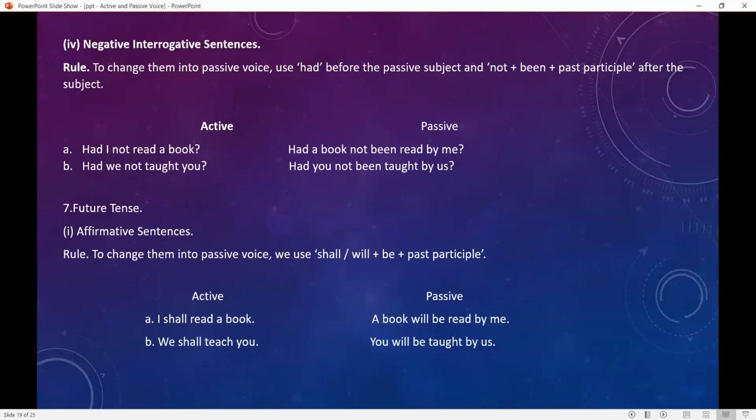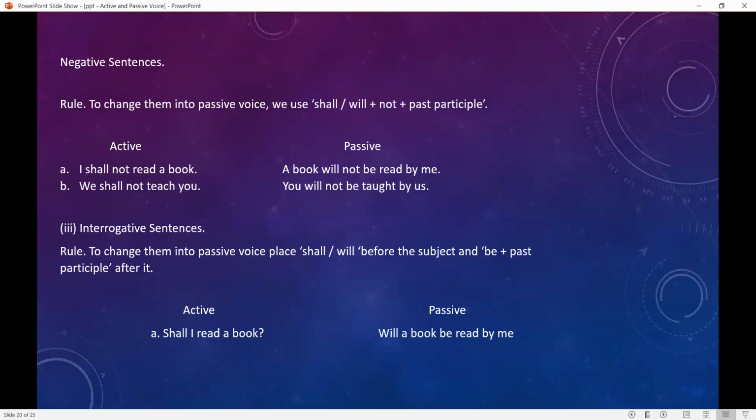Now under active, I shall read a book. Under passive, a book will be read by me. Under active, we shall teach you. And under passive, you will be taught by us. Hope you have understood this.